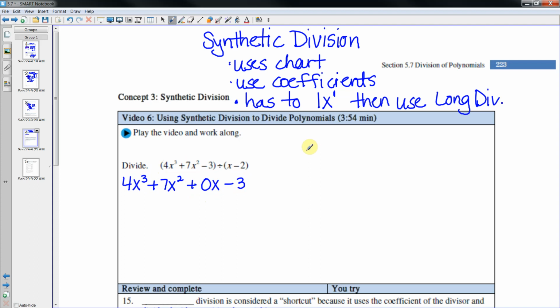when I put my place filler in here. Alright, so synthetic division uses a chart, and the way the chart looks like this: you have a little corner box, and then we come down and take a little space and then draw a line.